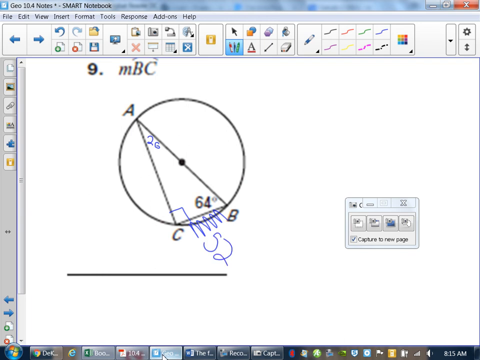Now, could you check yourself here? You could, because you have another inscribed angle at 64. If I double 64, what would that be, 128? Do these two add up to equal 180? Then you're done. Okay. All right. Flip that over. Let's try the fancier ones.